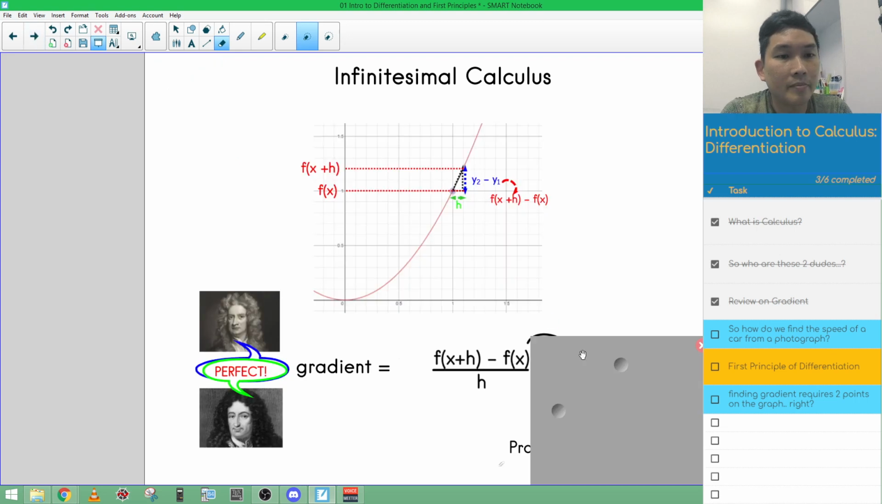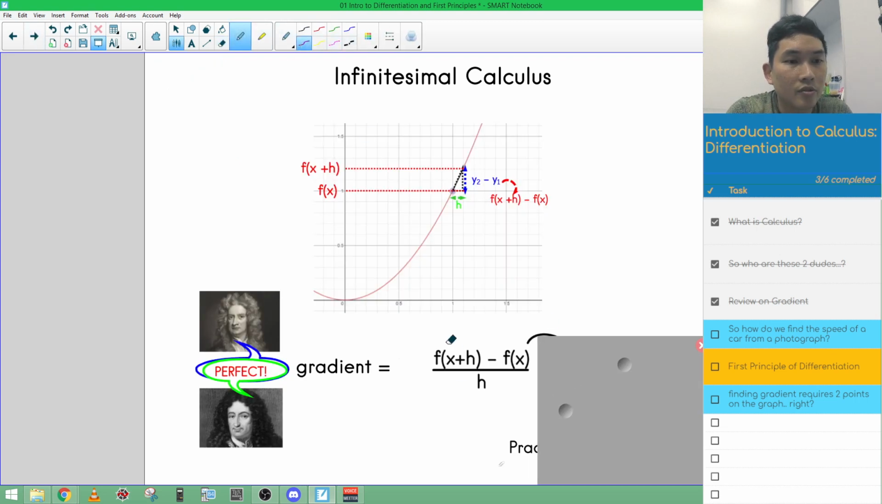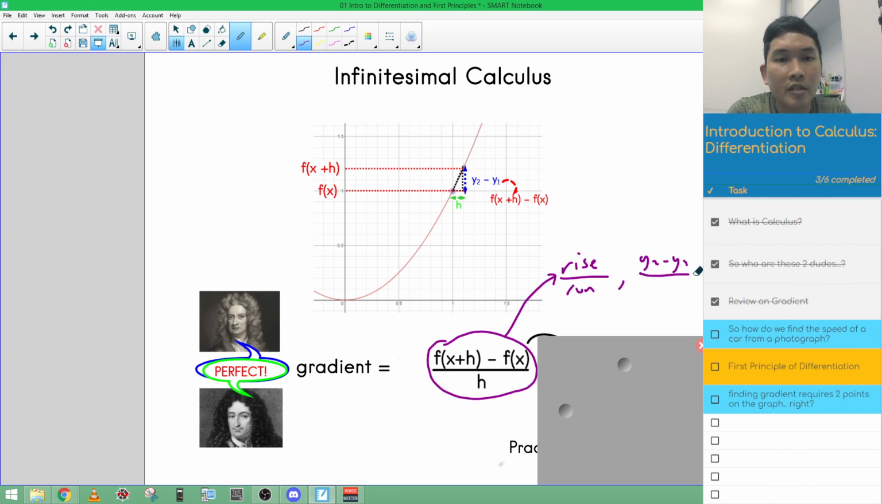So on the next page, I'm going to write this down. This is our rise over run. This is actually y2 minus y1 over x2 minus x1, the rise over run that students are more familiar with.